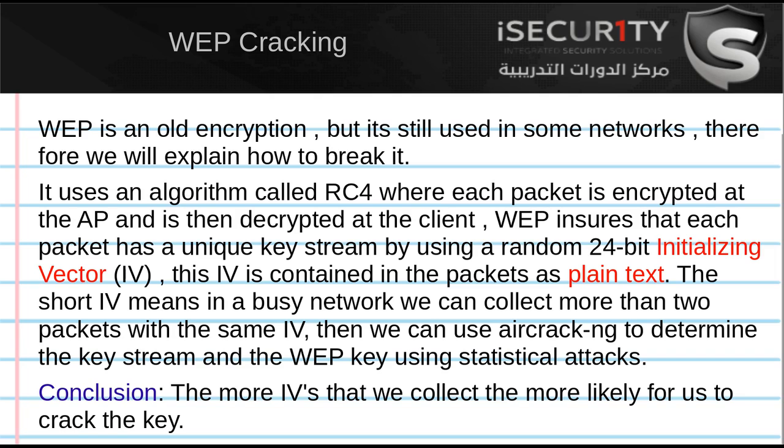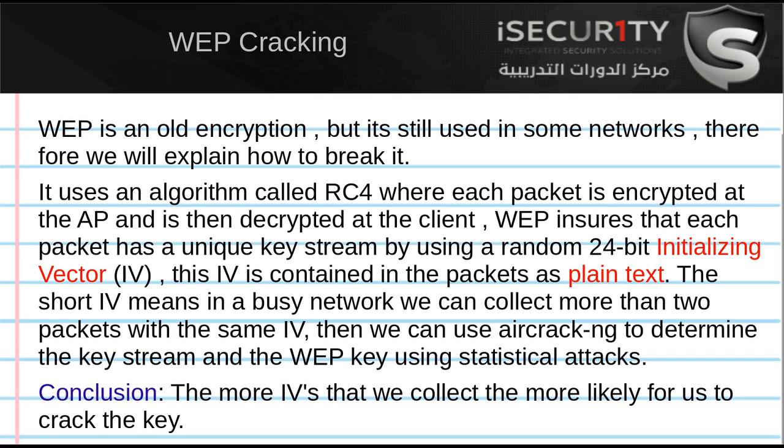So very simple. The AP encrypts the packet, sends it, the client receives it, the client has the key, so the client decrypts it. Same way, when the client sends a packet, it encrypts it, and then sends it in the air. The access point receives it, the access point has the key, so it will decrypt the packet.